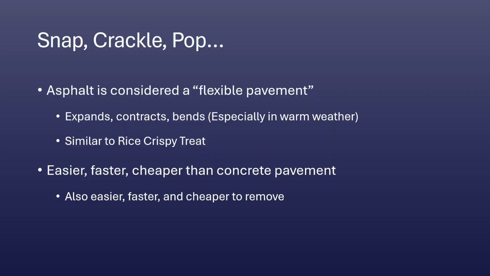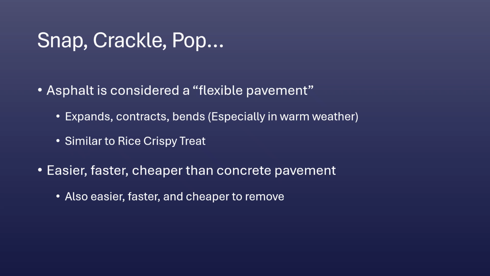So when we look at asphalt, asphalt is considered a flexible pavement, meaning that it will expand, contract, and even bend with whatever material is beneath it. If we compare this to concrete, concrete is considered a rigid pavement. And it's even considered a rigid material, meaning that if you apply too much pressure, it'll simply snap.